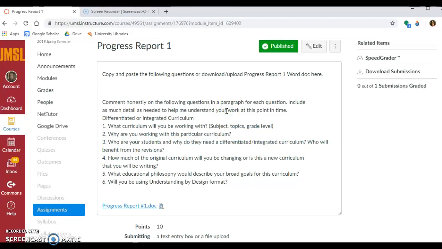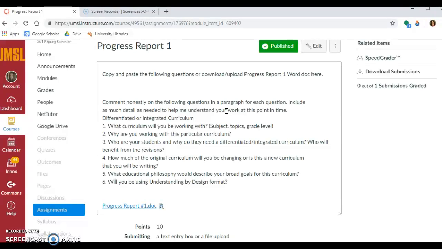So what curriculum will you be working with? Some of you have curriculum that you have to do, and some of you have very flexible curriculum. Some of you are revising a curriculum right now at the district level, and so that will be the one you'll be working on with this grade. But I only need one subject and one grade level. So basically think of it as one course in high school, or just one subject if you're an elementary school teacher. Tell me why you chose this one to revise.